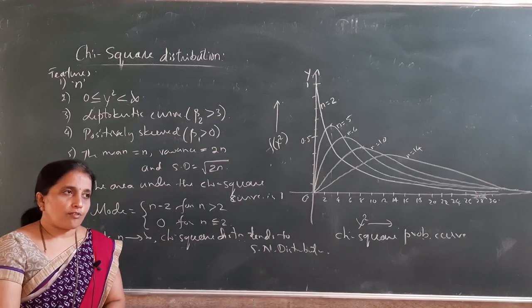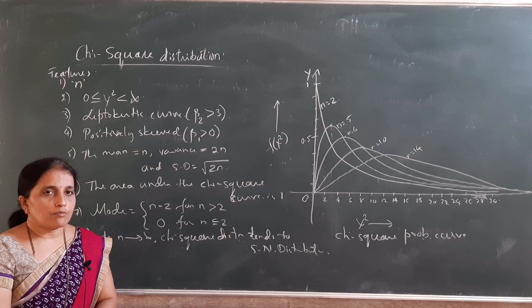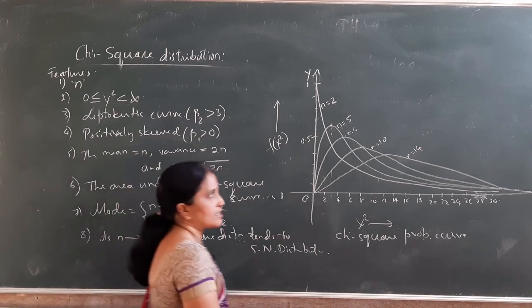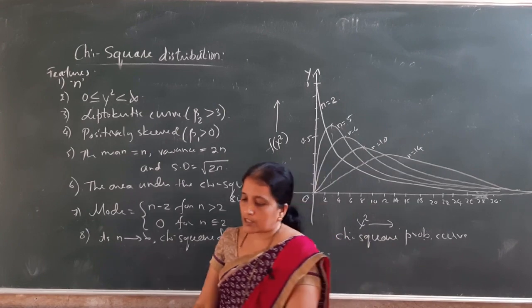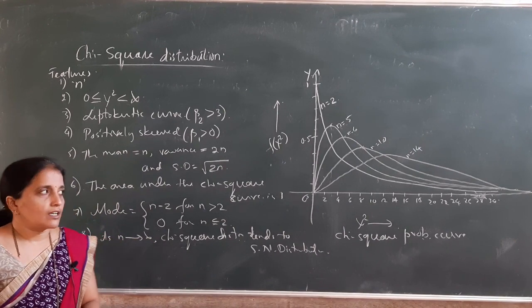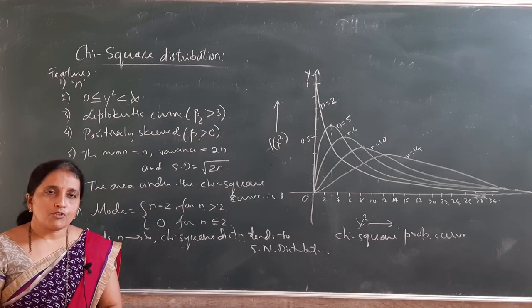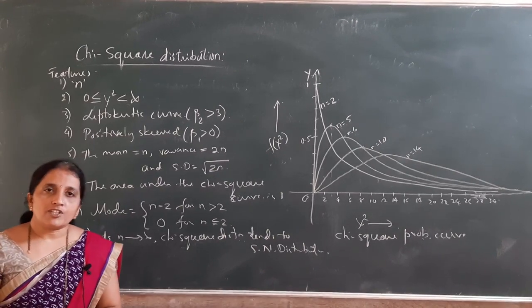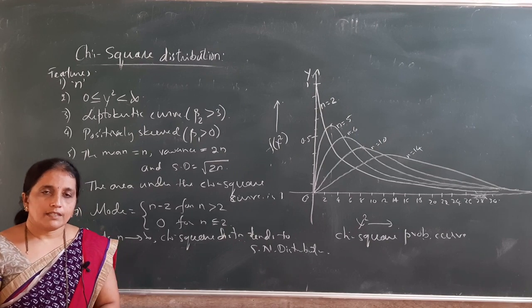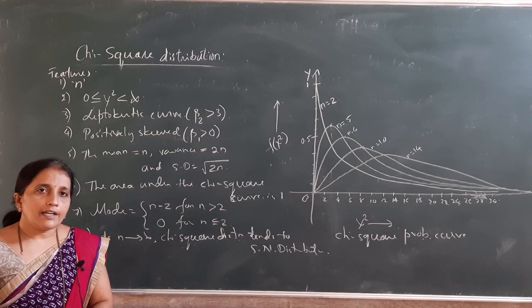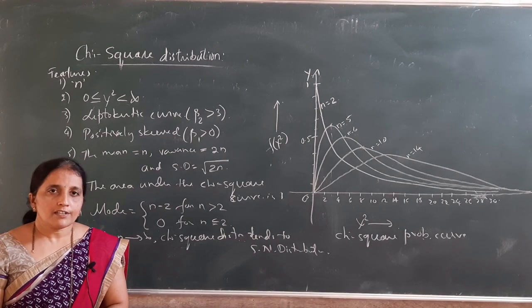Next, what are the applications of chi-square distribution? Chi-square distributions are highly useful in the field of testing of hypothesis. Hypothesis means a statistical statement regarding the population. Here mainly chi-square distribution is used in 3 cases. The first one, to test whether the population has the given variance. That is to test the statistical statement regarding the variance of the population. That is the first use.